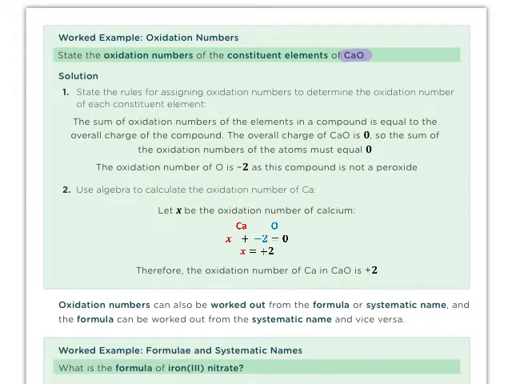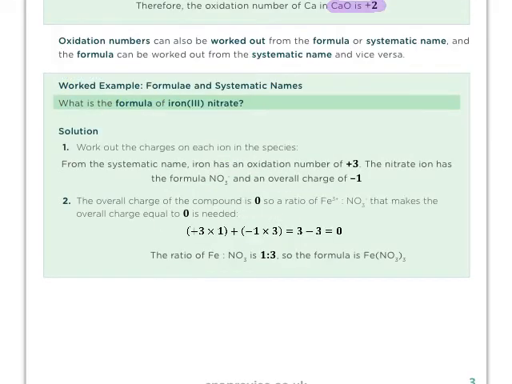So let's break it down into its constituent parts. We know that oxygen, it's not in a peroxide, so oxygen has an oxidation number of -2. So if the oxygen is a -2, we could use algebra to help us sort this out, but it's quite straightforward. If the oxygen has a -2, then the calcium must be a +2, so that overall the oxidation state is 0. As discussed earlier, we can also determine the oxidation number based on its systematic name or its formula.